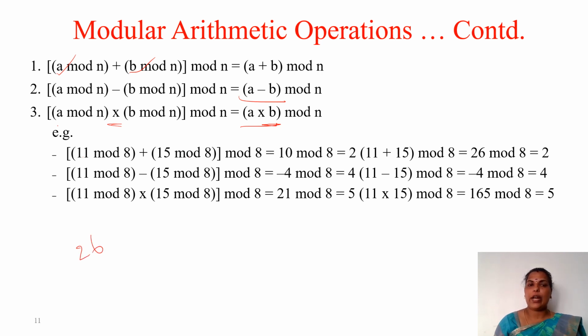That is, 3 eights are 24. So 24 plus 2, 26 only. We are getting the answer as 2. So this way we can perform the operation. For the minus operation also we can perform. If you are getting a negative answer, what we have to do is, minus 4 plus 8. So we are getting 4.